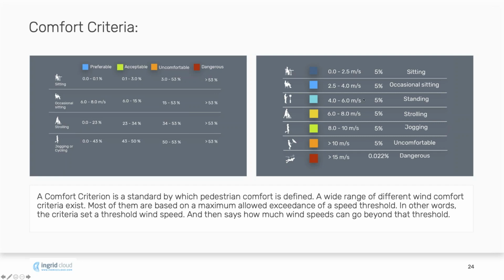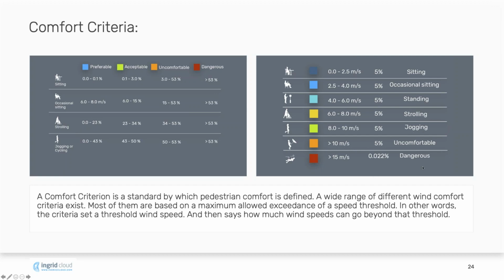And on the right-hand side, you can see the more famous London-based criteria. For example, in the London case, if you want an area which should be comfortable for sitting, the wind in this area should not exceed 2.5 meters per second for 5% of the time considered. Or maybe you have an area where it's okay if it blows a little bit more, because it's a bus stop, so you want it to be comfortable for standing. In this area, the wind should not blow harder than 6 meters per second for 5% of the time. So these are comfort criteria.